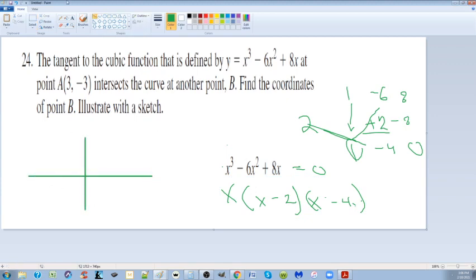So I now know I have a cubic that comes up and passes through the origin, comes up, goes through (2, 0), goes down, comes up, (4, 0), and goes off. And it's saying the tangent to this cubic function at this point intersects the curve at another point B. Find the coordinates of point B.